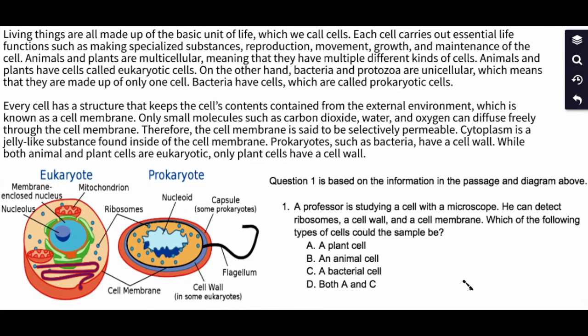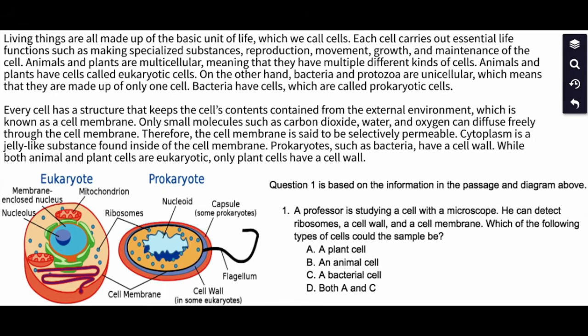It says, a professor is studying a cell with a microscope. He can detect ribosomes, a cell wall, and a cell membrane. Which of the following types of cells could the sample be? A, a plant cell, B, an animal cell, C, a bacteria cell, or D, both A and C. So let's have you pause the video if you'd like to try this out. Take all the time you need. You might need to reread the passage or at least parts of it and refer to the diagram to answer the question. So let me give you a chance to try that now.